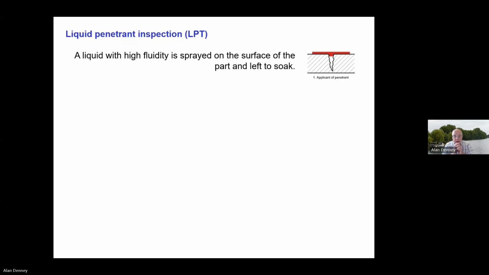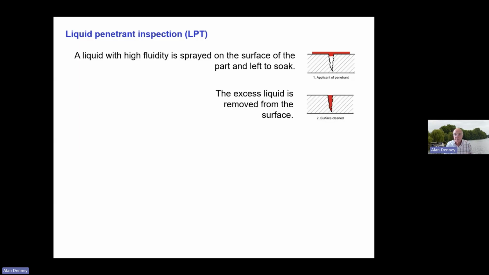Moving on, liquid penetrant inspection. And you start by spraying. It's very simple. You start with a series of aerosols and an awful lot of scrap cloths. So you spray on this liquid penetrant, normally a dye. It's got high fluidity. It's sprayed onto the surface of the part and it's left to soak, left for maybe 5 or 10 minutes. Again, that's defined in the application standard.